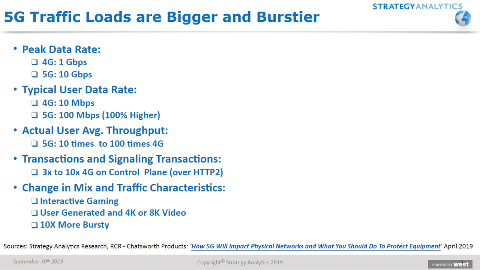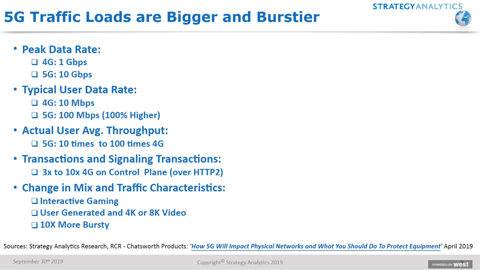5G is going to present some really big problems, however, to go beyond where we have been traditionally. We're going to see peak data rates that are 10 times what we saw in 4G, and user data rates that are also 10 times, maybe even an average rate looking at 100 times that of 4G, which is what we're seeing in some of the trials. And then transactions and signaling rates are going to increase dramatically by 3 to 10 times. Those we saw in the traditional signaling over diameter and SS7 over the new HTTP2 signaling plane.